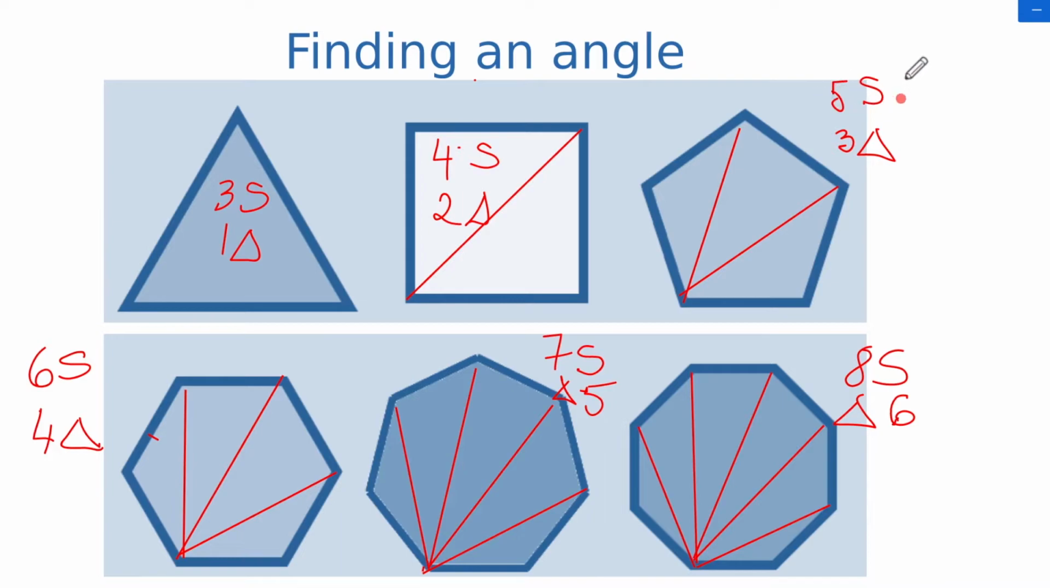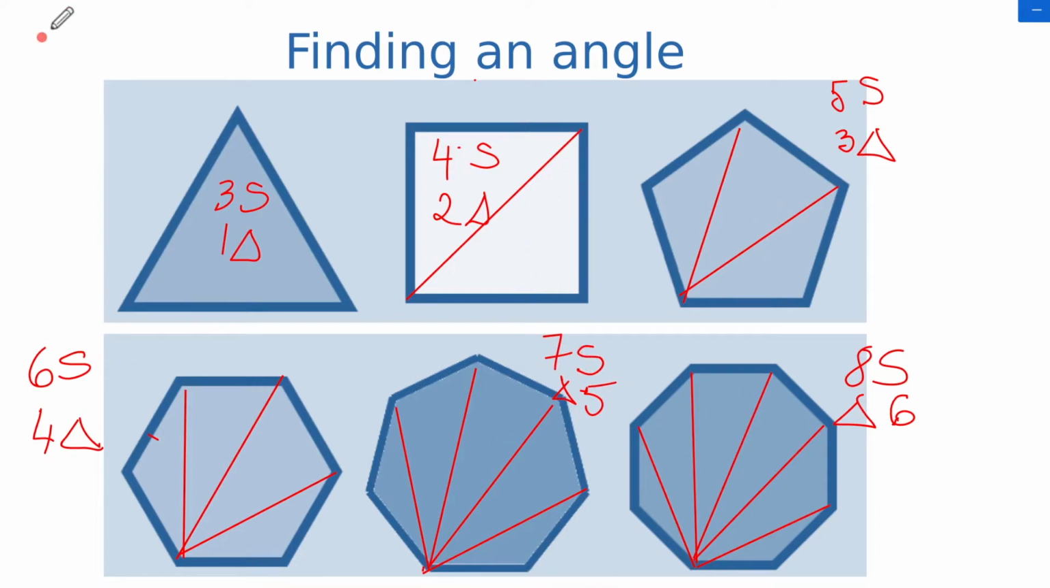It means if you have 5 sides, you're going to have 2 less triangles, because you need 3 sides to make a triangle, right? So if you have a shape that has 5 sides, it has 3 triangles. If it has 7 sides, it's going to have 2 less triangles. It's going to have 5 triangles. Okay, so that's what you need to know.